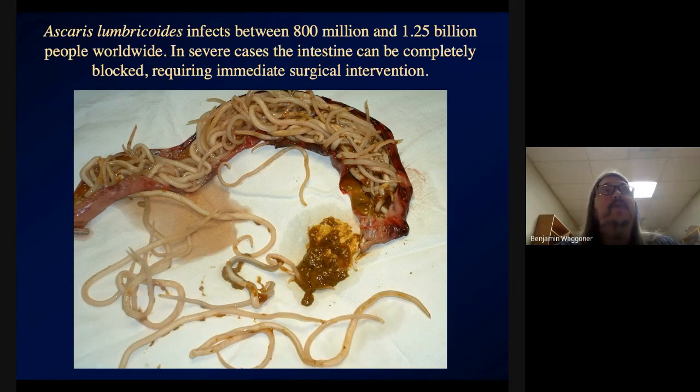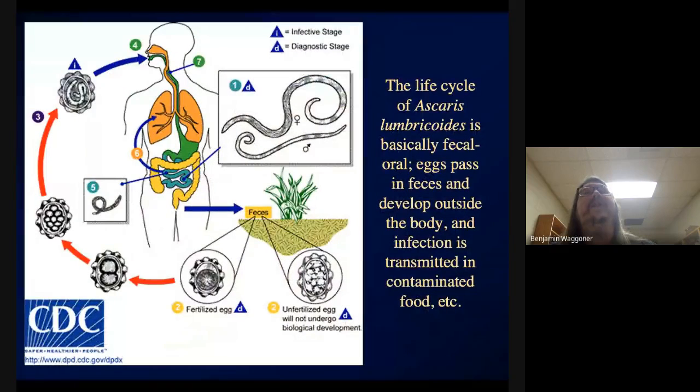And it happens to, older stats were something like 20,000 people every year. Ew. The life cycle is basically your fecal oral route. Eggs pass in feces, eggs develop outside the body. Infection is transmitted by swallowing eggs, often in contaminated food. This is yet another reason why fresh human sewage should not be used on your fields.